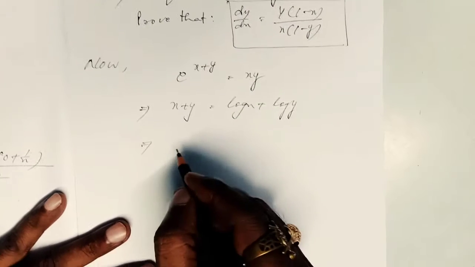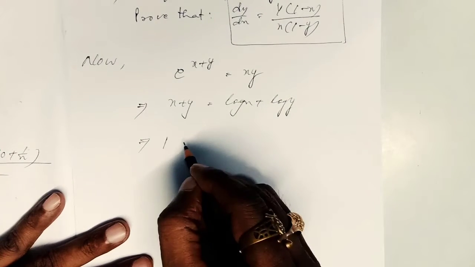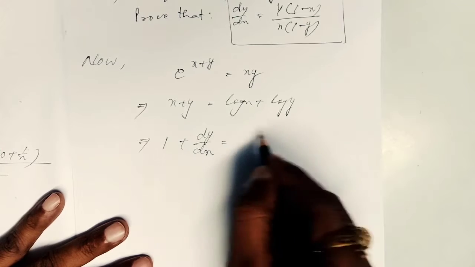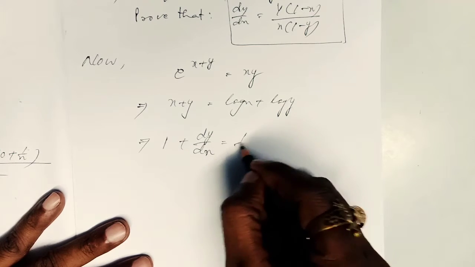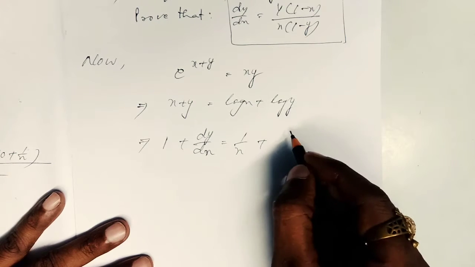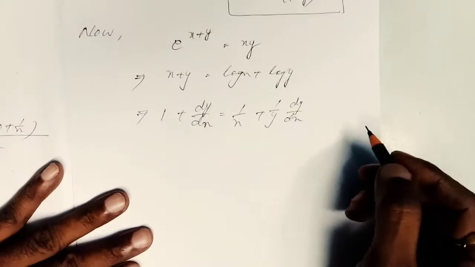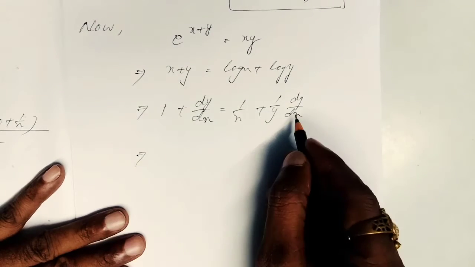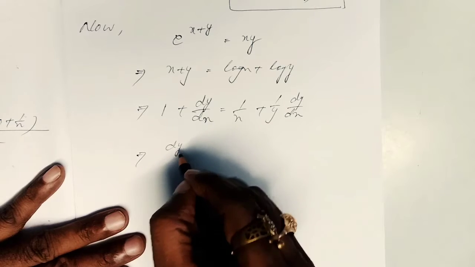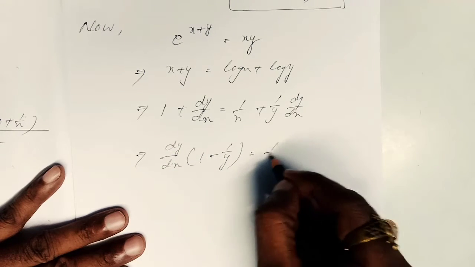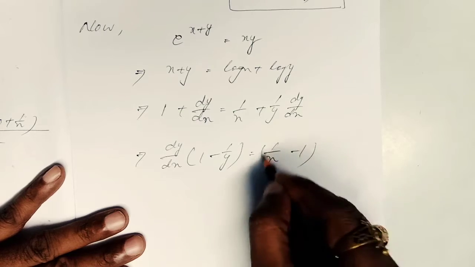Next, differentiating both sides with respect to x. The derivative of x is 1, and the derivative of y is dy by dx. The derivative of log x is 1 by x. What is the derivative of log y? That is 1 by y dy by dx. Now you have to arrange: bring this side, take dy by dx common. What is left here? 1 minus 1 by y, and here 1 by x minus 1.